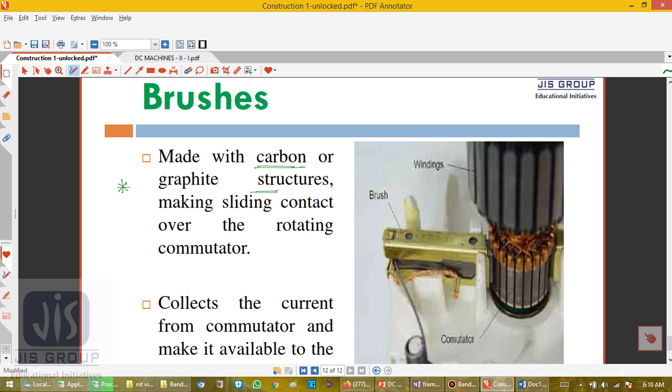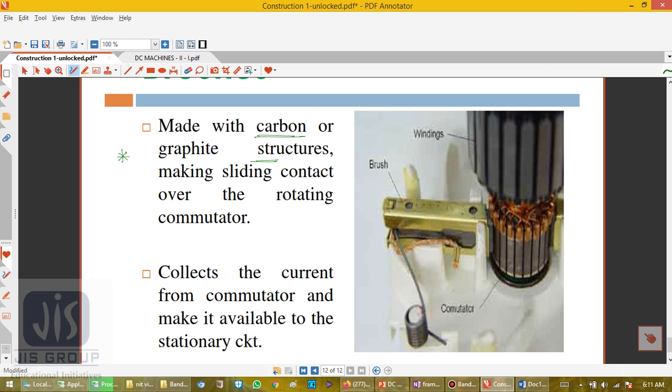This is the sliding contact over the rotating commutator. The rotor, the armature, is rotating, the commutator is connected to the rotating structure, and the brush is the sliding part which collects the current from the commutator and makes it available in the stationary circuit, and that's why sparking occurs at the brush segments. So this is basically the sliding contact over the rotating part.